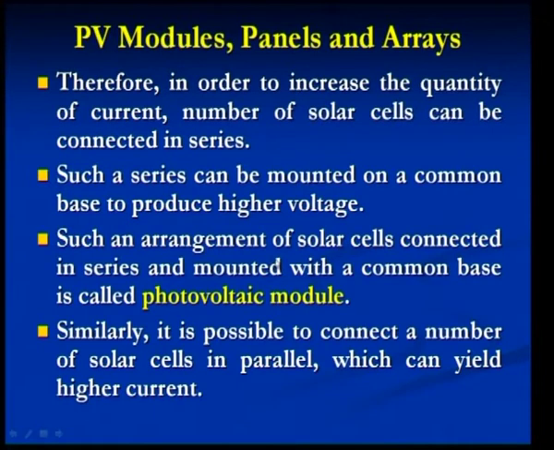Such an arrangement of a number of solar cells that are connected with each other in a series fashion and are being mounted on a common base is called a photovoltaic module. Hence, number of photovoltaic cells combine to form what is called the photovoltaic module. Similarly, it is possible to connect a number of solar cells in parallel fashion also, which can also yield higher current. Hence, whether the connection is in series or in parallel fashion, you require a common base framework, which is going to give the area for assembling your number of photovoltaic cells together in order to gain more energy from it. Such an arrangement you call as a photovoltaic module.